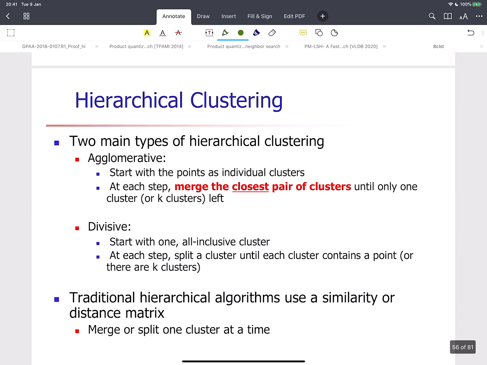So for hierarchical clustering, there are two major paradigms. One is the bottom-up approach.